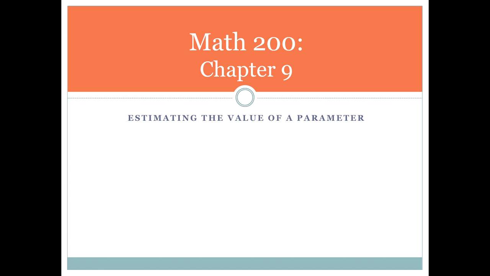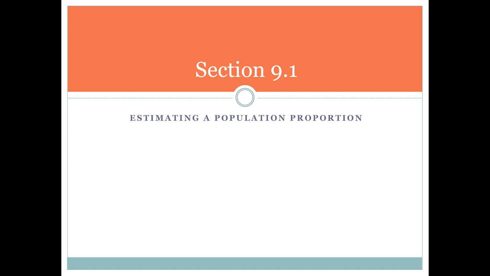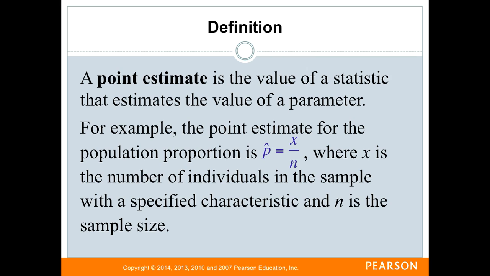Hey guys, so today we're going to be covering material from Chapter 9 for the Math 200 class. We're going to be talking about estimating the value of a parameter. So we're going to start with section 9.1, which talks about estimating a population proportion, and then we're going to move on to 9.2, which is about estimating a population mean.